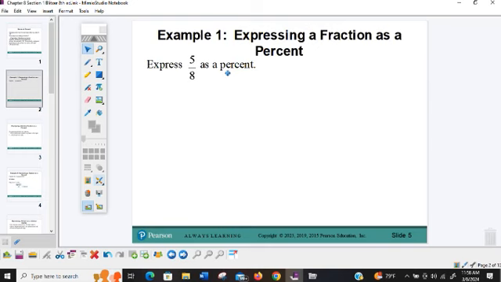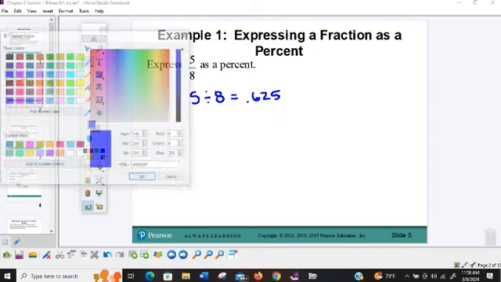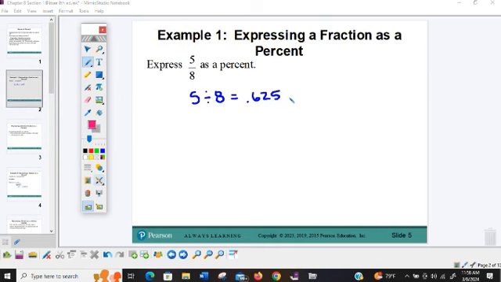Okay, they want us to express 5/8 as a percent. So what we're going to do is take 5 and divide it by 8. When we do, we get 0.625. Now this is written as a decimal and we want to write it as a percent. So we are going to multiply it by 100, okay? Or what I like to do is just move the decimal 2 times to the right. This would be 62.5%. You can kind of think of it as 0.60 would be 60%. You're always moving it twice.